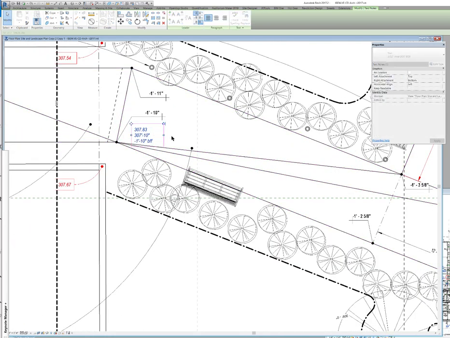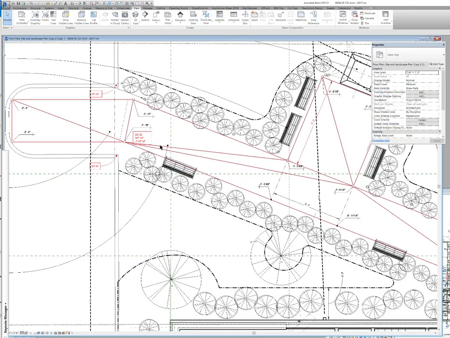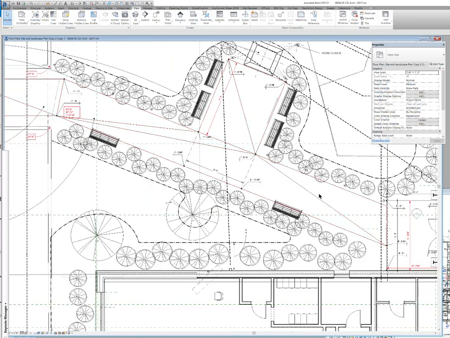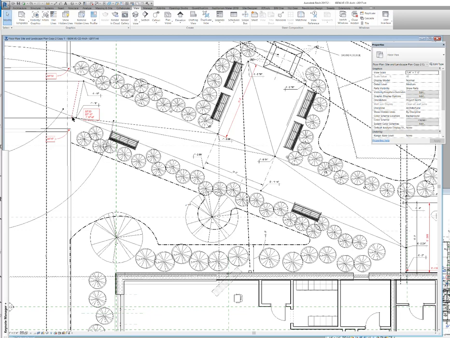This isn't calculated. I just wrote down from the surveyor's plan that I want to end up at 307 foot 10, which is 307.83, and that is negative 1 foot 10 if you just subtract from the 309.8 of the first floor. All right, so that's all good.